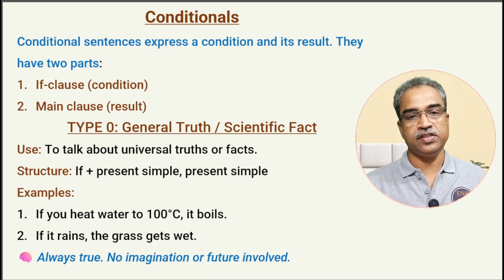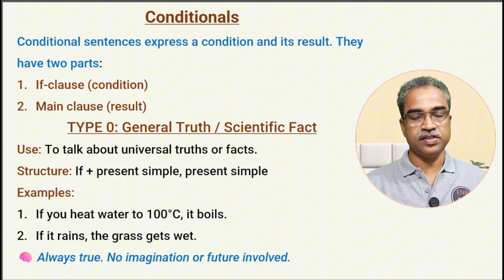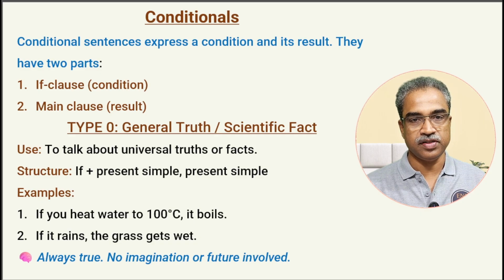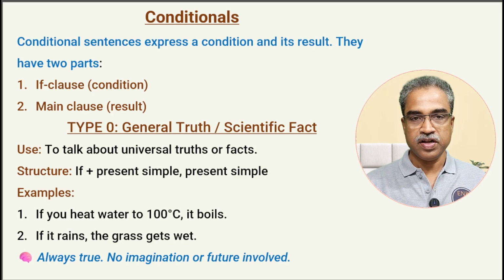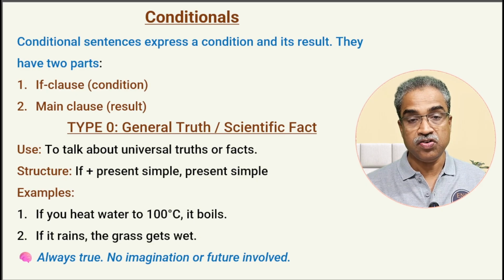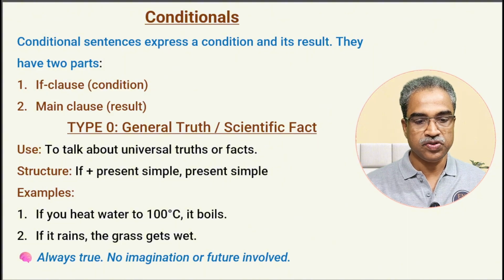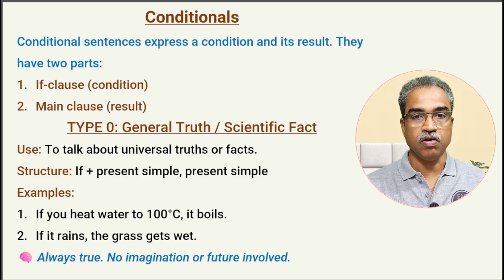We have the first type of conditional clauses, that is type 0, zero conditionals. Now, how do you frame zero conditionals? Again, you need to understand tenses. Tenses play a role here as well. Zero conditionals we normally use for expressing general truth or some scientific fact. It is a universal truth maybe, and it is a scientific fact. Such matters we express by using zero conditionals.